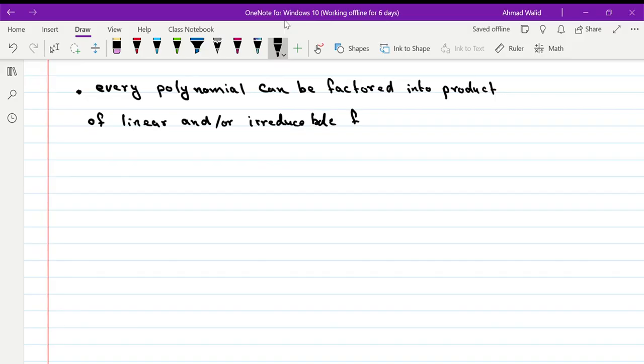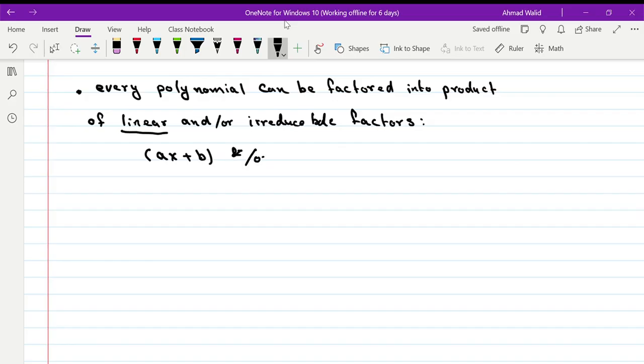Irreducible factors. What does it mean? Any polynomial can be factored into linear factors. Linear means you can factor it as ax plus b, correct? ax plus b is a linear factor.